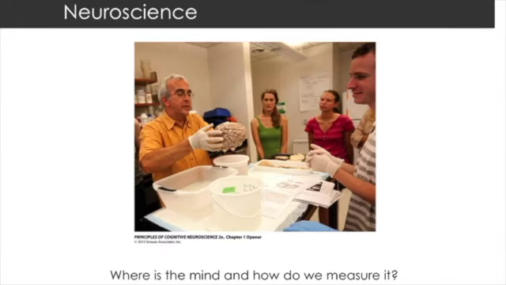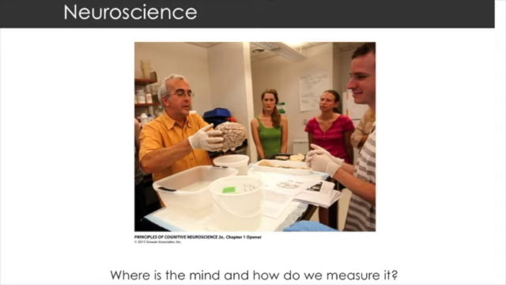Where is the mind and how do we measure it? We all know that the brain is a 3 kilogram mass of matter sitting inside your skull, and it's got about the consistency of Jello mixed with cream cheese. Okay, but somehow inside that 3 kilograms of matter lie all your thoughts and all your personalities and the way you relate to each other. So how does that come about?